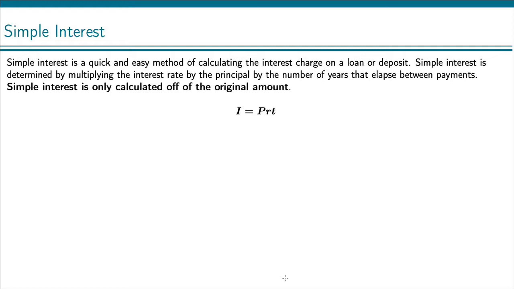There are different types of interest, and the type we're going to start with is called simple interest. This is the easiest type of interest to look at. It's specifically where we take the interest rate and multiply by the principal. The principal is what you start off with, the initial amount that you have. Then you multiply that by the number of years that have elapsed between payments. We only calculate simple interest based off of the original amount. This is what makes it simple. If you start making interest on your interest, that's called compound interest, and we'll talk about that later.